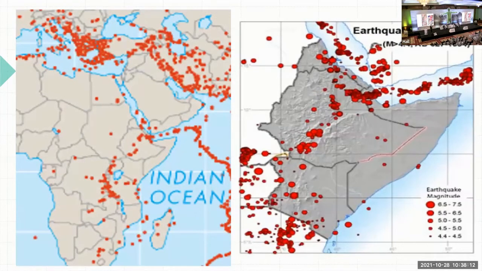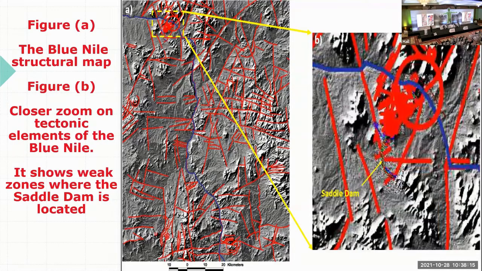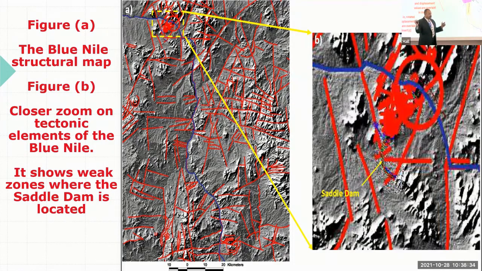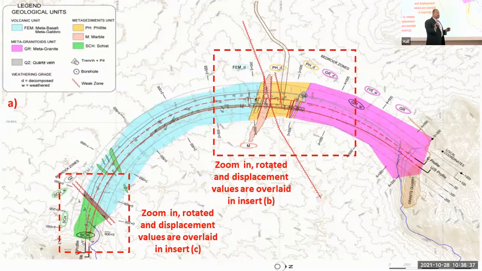And this is the structure map of the area where the saddle dam is present. That yellow box that we are highlighting, and then maximizing in image B, is the location of the saddle dam. All these red lines and blue lines represent actual fractures and cracks which are already present in the ground. We looked into the cross sections and the geology. You can see the different colors represent different geological formations with different properties. Some of the formations are schist, which is a very weak kind of rock, and this is actual information on the ground.